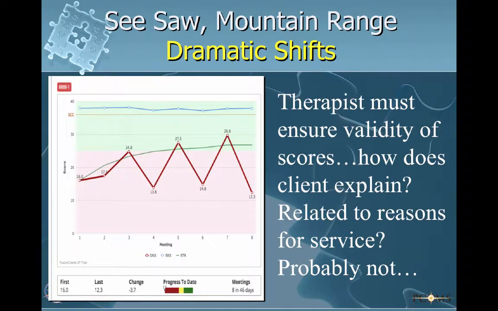You may also see this kind of thing, the sawtooth pattern or mountain range pattern. This too will really wreak havoc on your data integrity, because this client's data has no integrity. It's an emotional thermometer. It's how they're feeling that day or how the week is going, not related to the reasons for service. So generally I just ask the therapist, well, what problems are you working on? What are the reasons for service, and how is that connected to the ORS? And you'll hear a pregnant pause, and they won't have done that already.